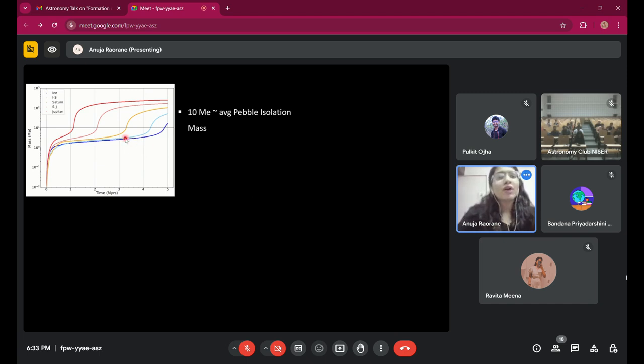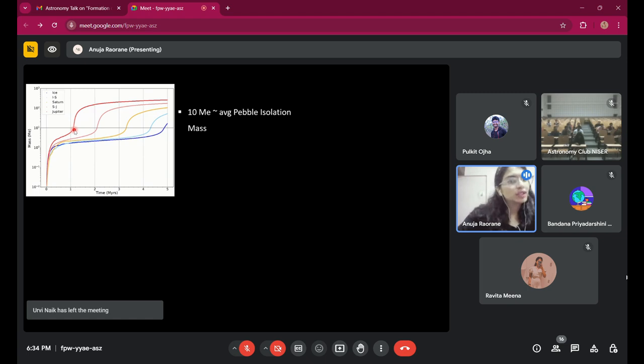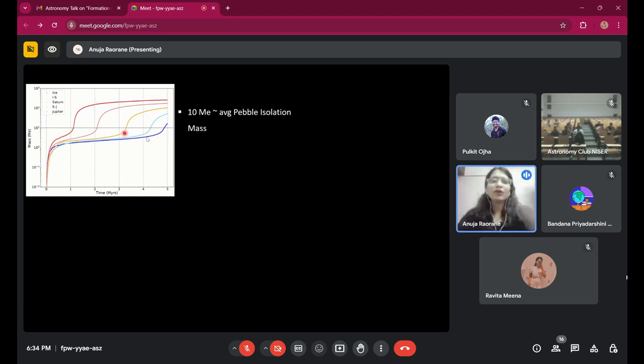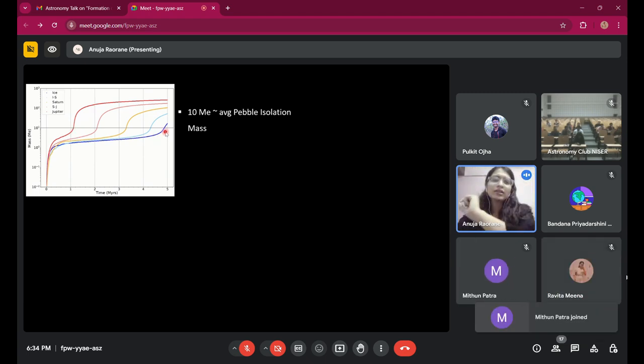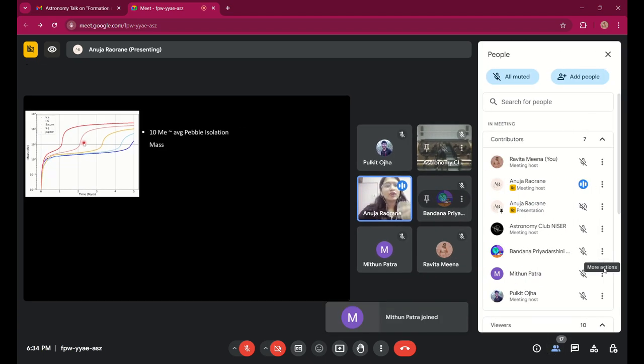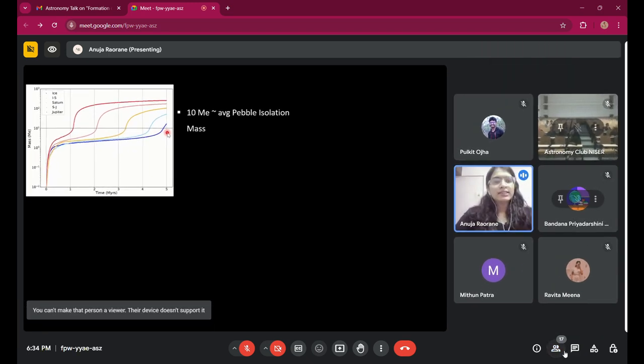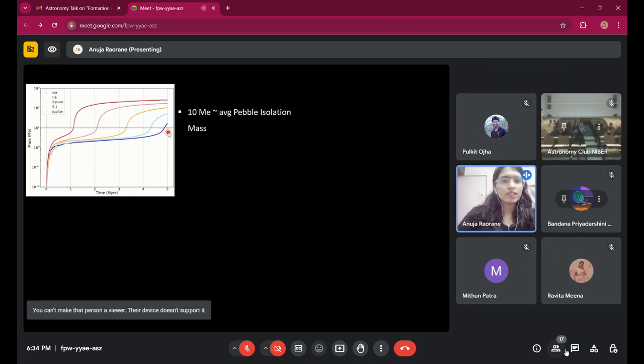And so we looked at the time taken for each gas giant to form this 10 Earth mass core. From this figure you can see that the 10 Earth mass core for Jupiter is forming first, followed by the other giants, Saturn, and the ice giants. And this particular graph is for one particular system.